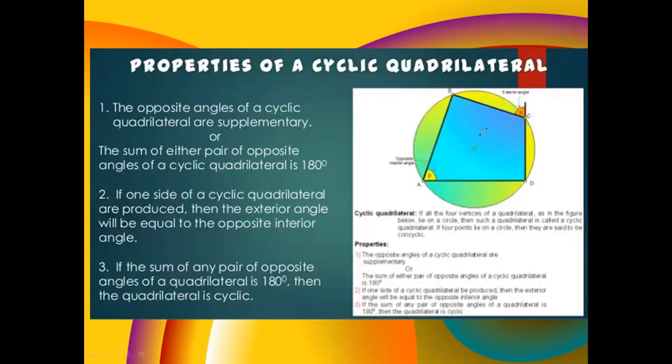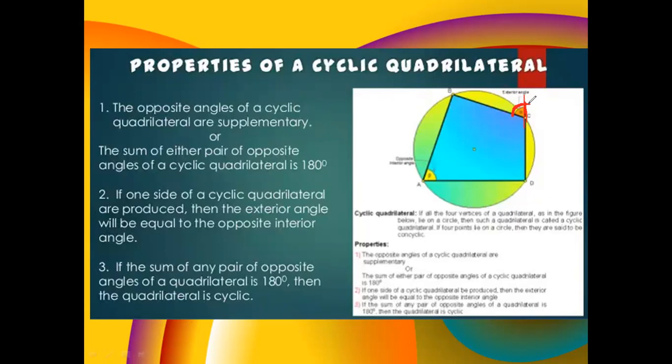Okay, so if this angle here, if this line segment extends outside here, then it will form also an angle outside. So this is what we mean as exterior angle here. All right.